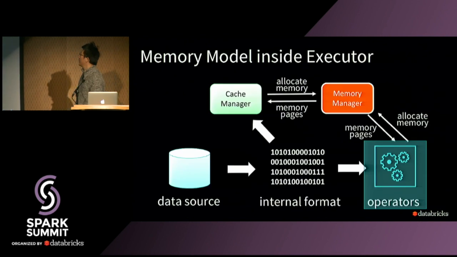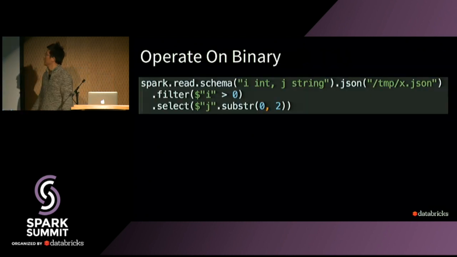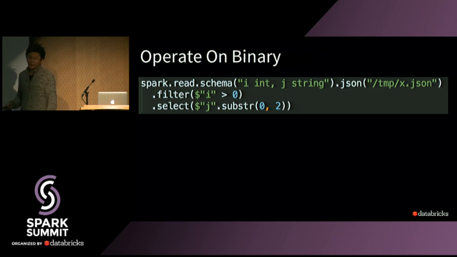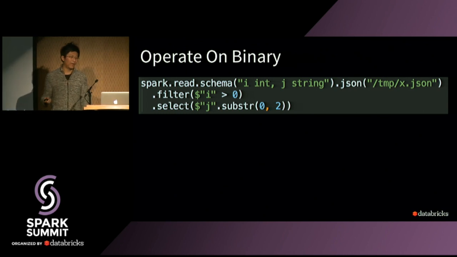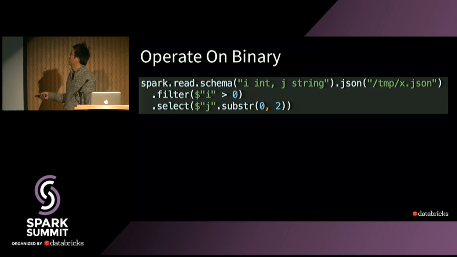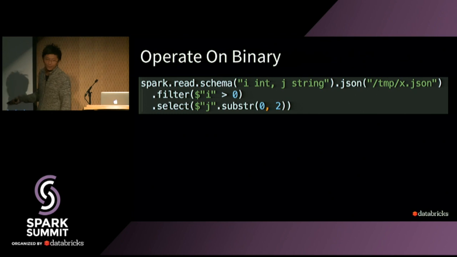Okay, now we have an internal format for records. How can we process these records in Spark? Here is a simple example. I want to read a JSON file, which only has 2 columns, i and j, where i is an int column and j is a string column. And then I want to do a simple filter to get the records where i is greater than 0. And then I want to do a substring for the column j. So what is the data flow?